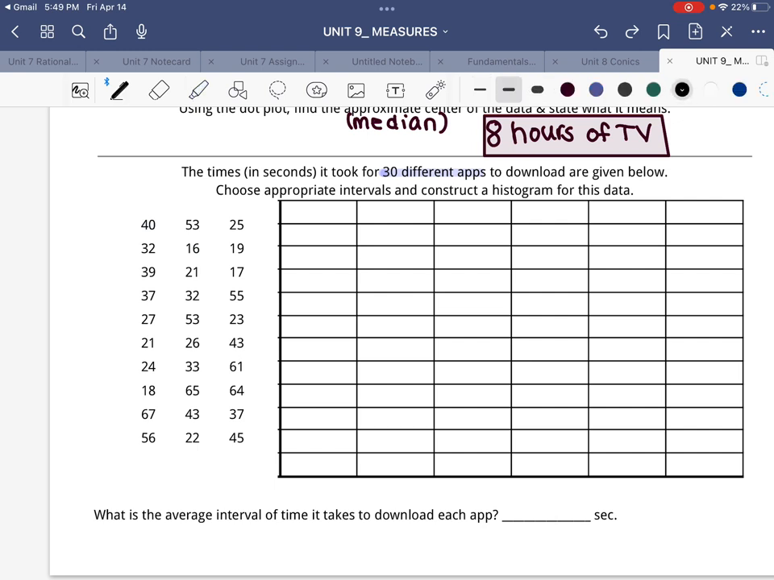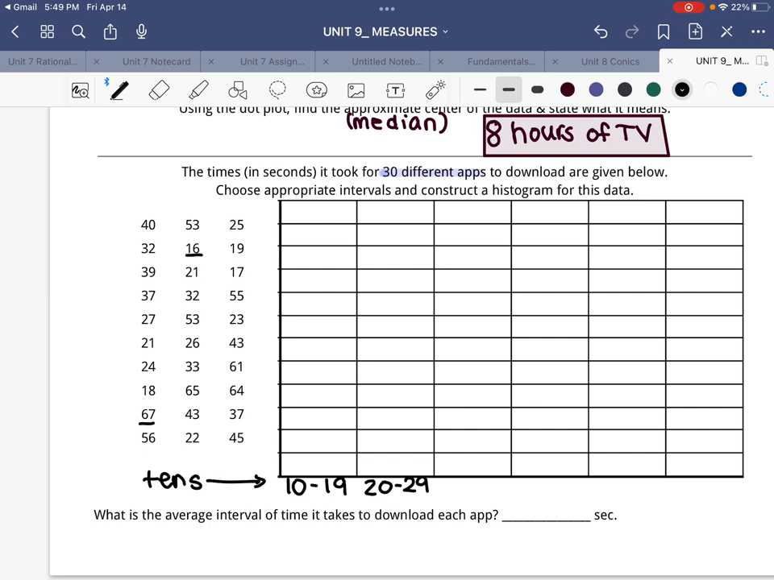So we need to look carefully, and it kind of looks like one of the higher numbers is like 67. And one of the lowest numbers I'm seeing is, let's see, there's a 16, a 17. It looks like 16 is the lowest. I can't make a number line that goes from 16 to 67 if I can't skip numbers. So instead what I'm going to do is go by tens. Like 10 to 19, 20 to 29.